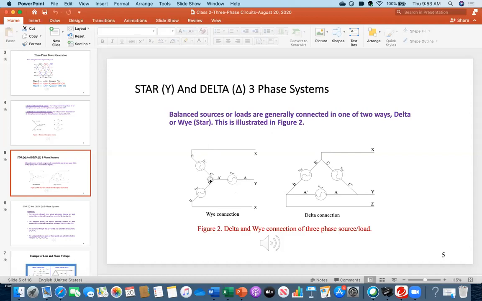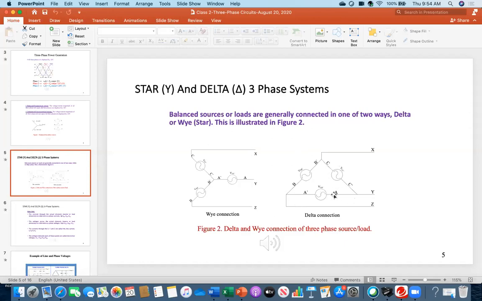If you see this one, this is one arm, this is another arm, and this is the other arm. So if you look at it this way, it looks like the letter Y. Accordingly, it is called the Y connection. But it also looks like the symbol star, that's why it is called the star. And it looks like the symbol del, accordingly it is called the delta. So there are two systems.